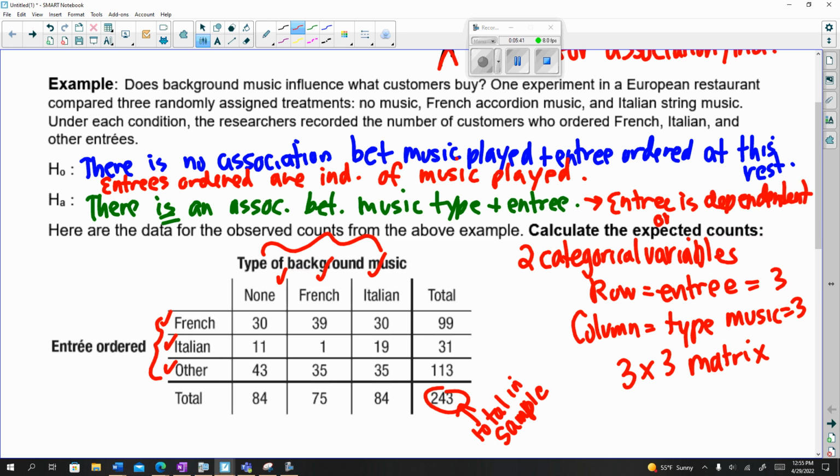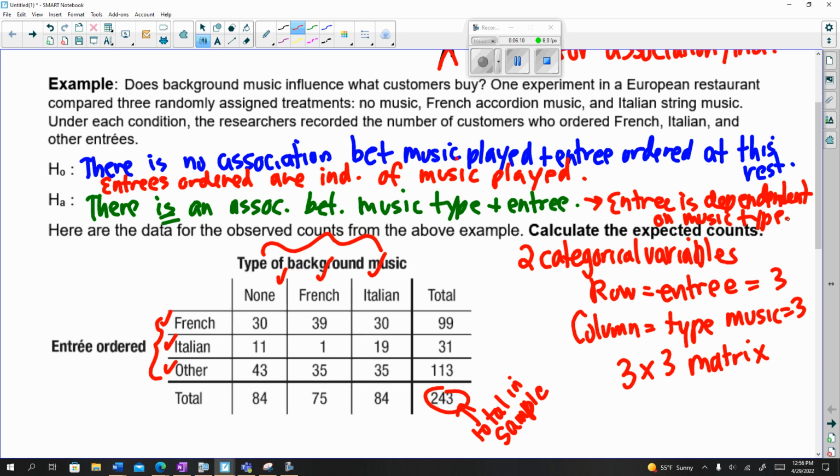Now, the reason why this is kind of different than everything we've done in the past is because these are kind of more general sentences. We're not using symbols here. We're not using mu. We're not using p, which are parameters. We're kind of just making a general statement here about is there a relationship? Because the problem is that there's actually 9 cells in the table. 3 by 3 is 9 total cells. So we're not going to really list out every single proportion because that would be just way too much. So instead, that's why we're just saying, is there no association?